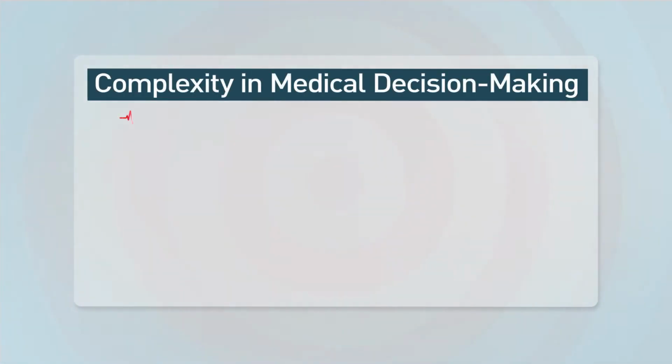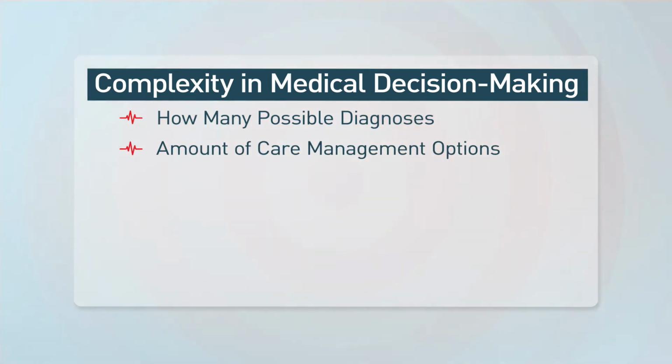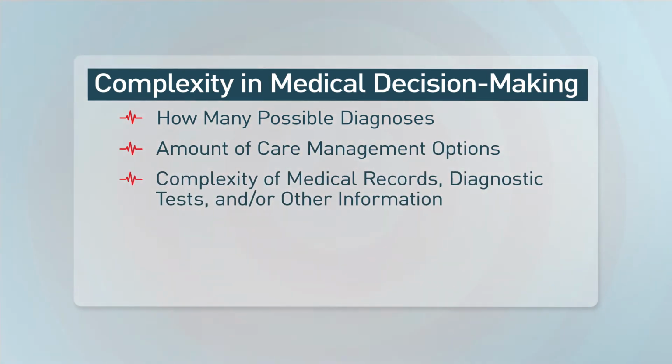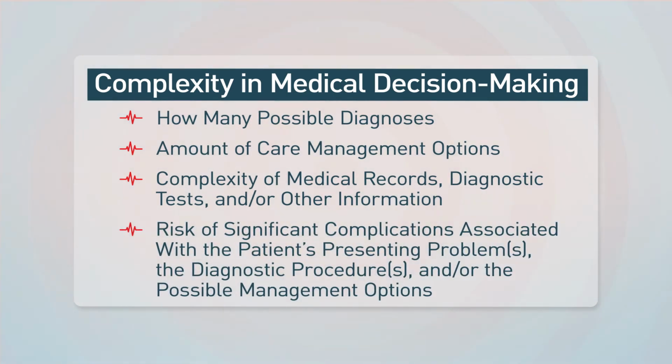How many possible diagnoses or the amount of care management options need to be considered, the breadth or complexity of medical records, tests, or other information that needs to be analyzed, or the risk of significant complications with the patient's presenting problems, diagnostic procedures, or the possible management options. Both CPT code options account for medical decision-making, but it's ultimately up to the provider to determine the level of the decision-making. At the provider's discretion, one of the following can be used for Transitional Care Management.